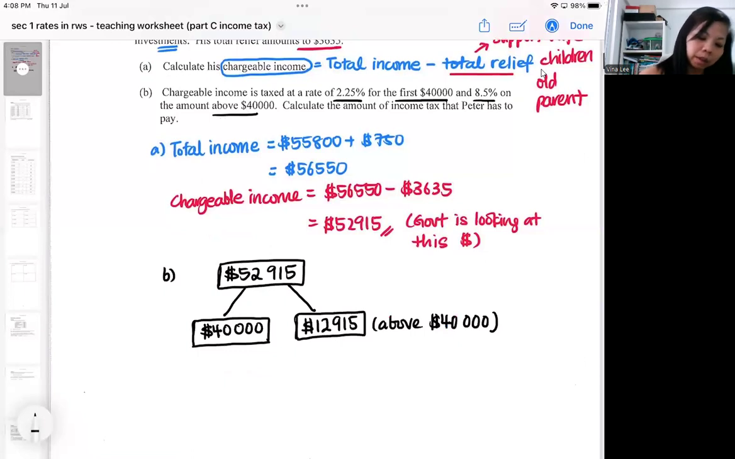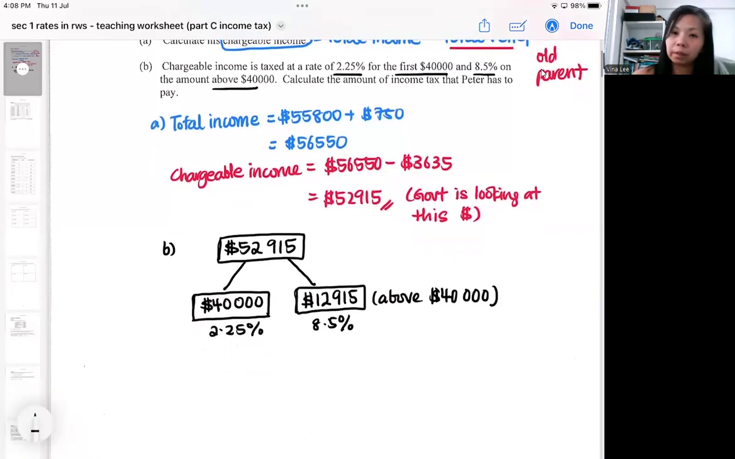So the government said that for the first basket, I only charge you 2.25%. But the second basket, I'm going to charge you 8.5%. So the first basket is lower. That means you don't need to pay so much tax.